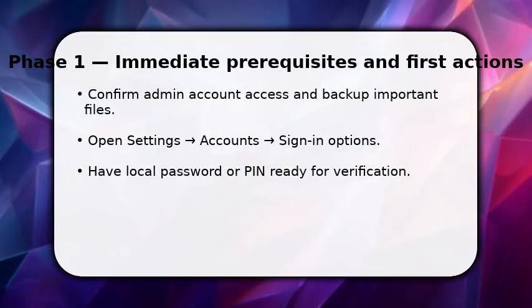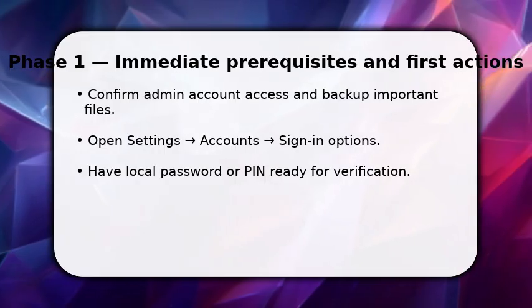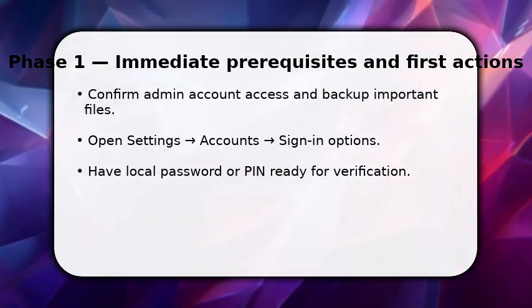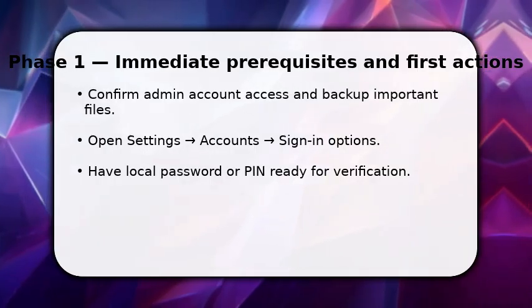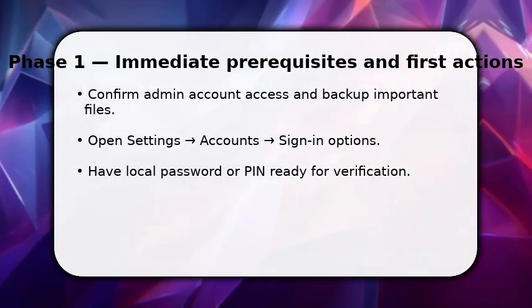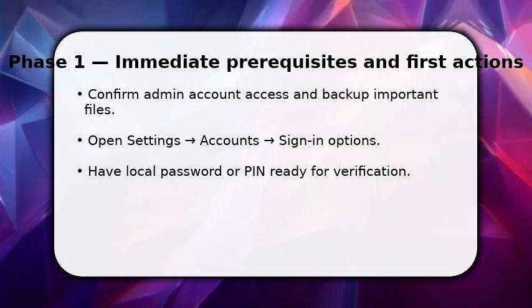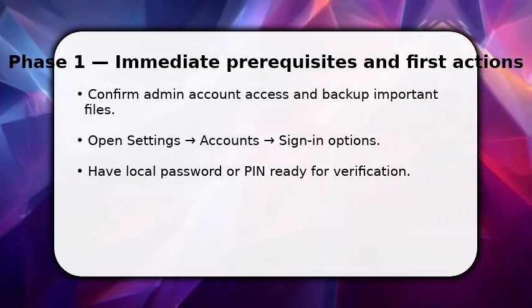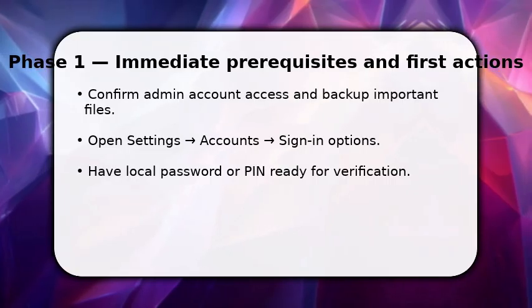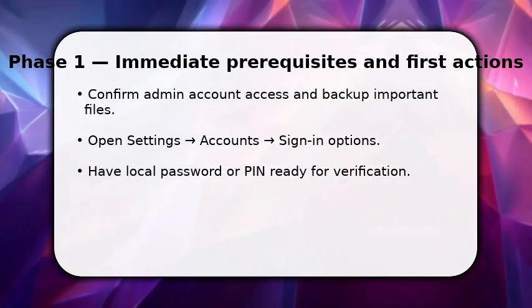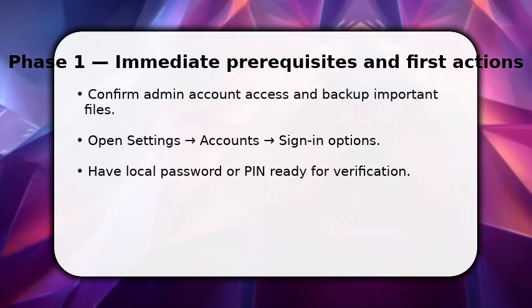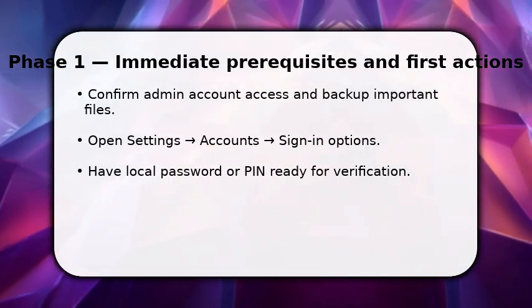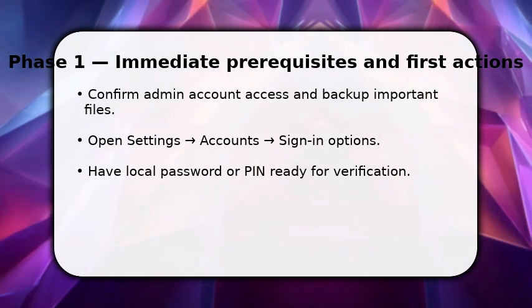You start with admin access because removing a sign-in method needs permission. Once you've backed up files, open settings and go straight to accounts. You'll see sign-in options listed. This is where Windows stores methods like PIN, password, and Windows Hello. Select the method you plan to remove. Make sure you know the current password or PIN since the system will verify it. If you're in a managed environment, check with IT first. Otherwise, proceed to disable the target sign-in.